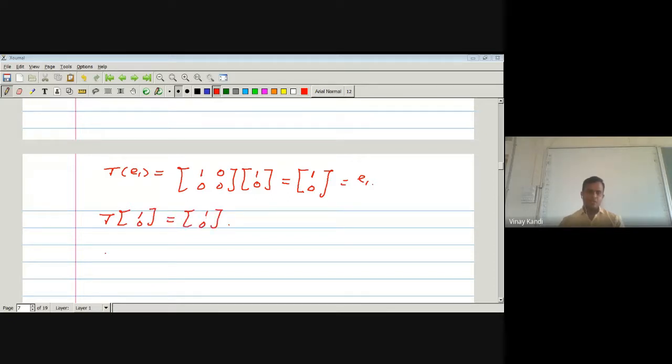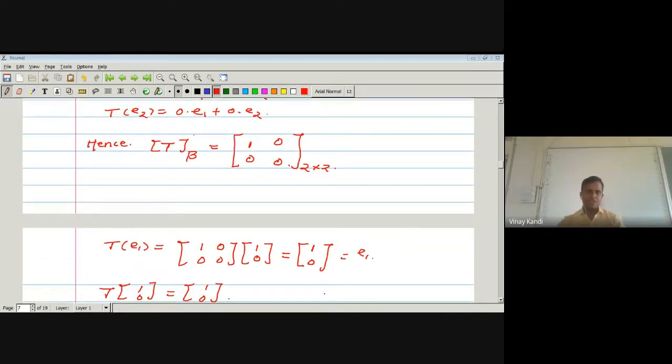Now, what is T of e2? Write down this e2 in the column vector, (0, 1), which is equal to the matrix of T times (0, 1). In the column vector this one is (0, 1). And what is the multiplication of these two matrices? 0 and 0. Hence the matrix of transformation is correct.